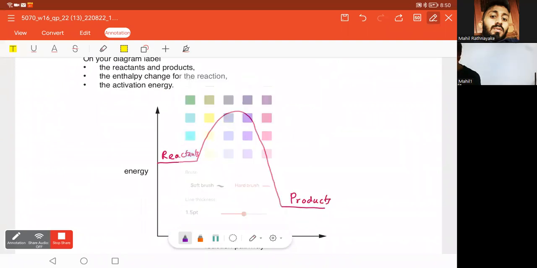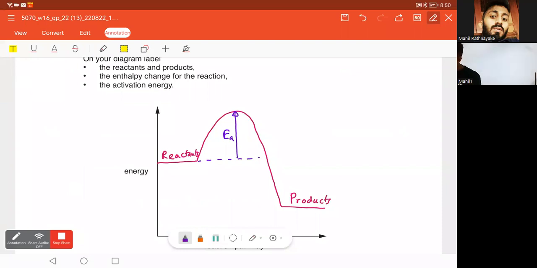What does activation energy mean? Reactant to highest peak. Yes. Enthalpy change means reactant to product. Now my arrowhead should be correct, otherwise wrong.